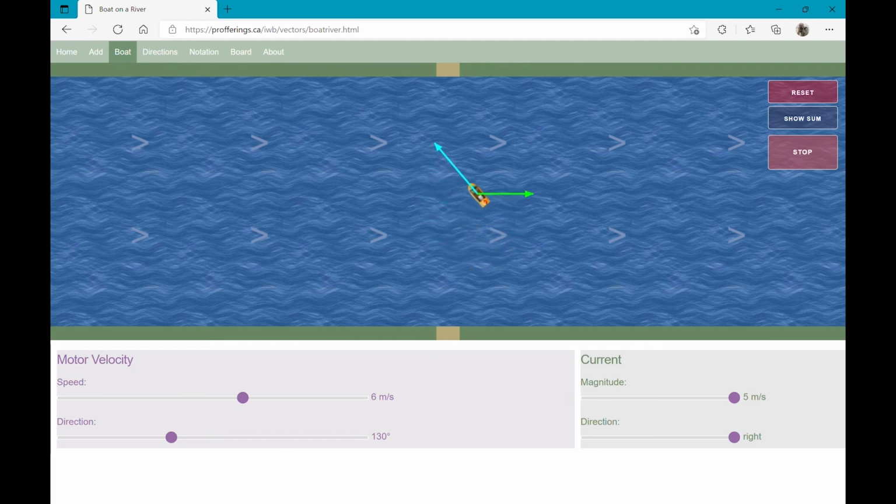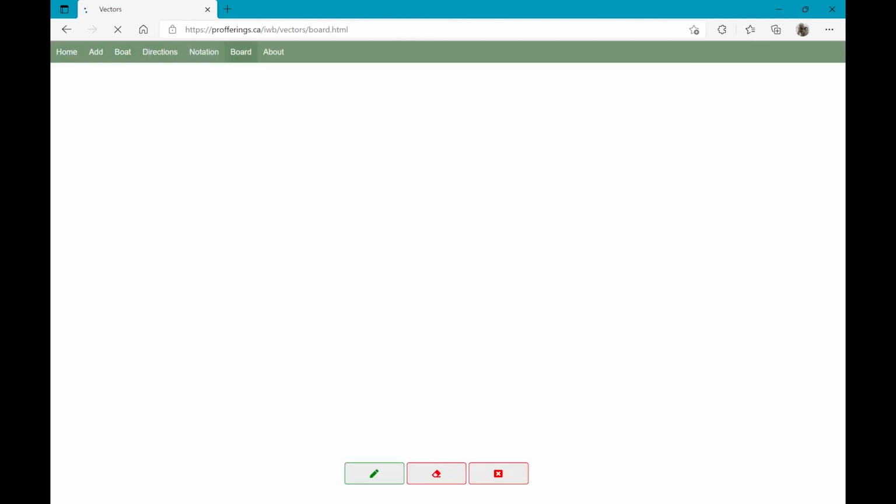Well, we can see it's not going directly across the river. So unfortunately, our solution isn't quite as simple as that. So how do we figure out what the boat is going to do? Remember, what the boat actually does, its net velocity, is the sum of what the motor is doing to it, the speed and direction the motor is moving it, plus the speed and direction that the current is moving it.